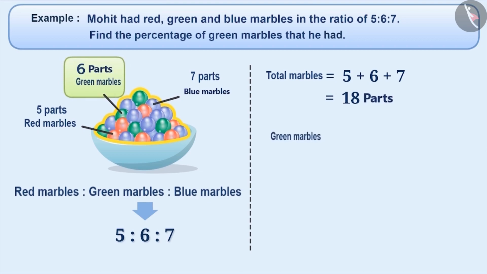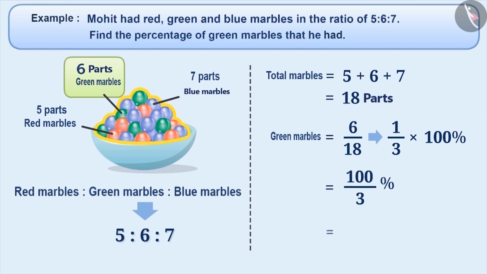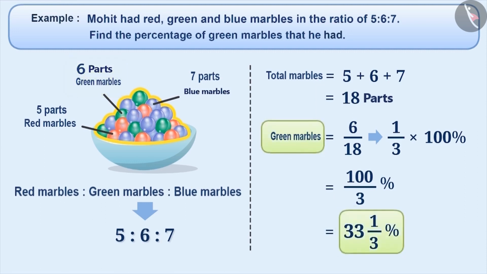Therefore, out of the total marbles, green marbles are 6 by 18 parts. This can be written in its simplest form as 1 by 3. To express it in percentage, we need to multiply 1 by 3 by 100%. 1 by 3 into 100% is equal to 100 by 3, that is 33 1 by 3%. Therefore, among the total marbles, green marbles are 33 1 by 3%.